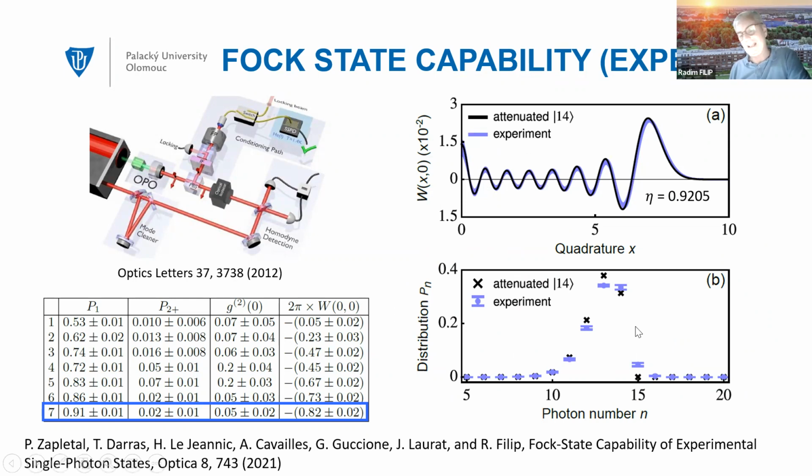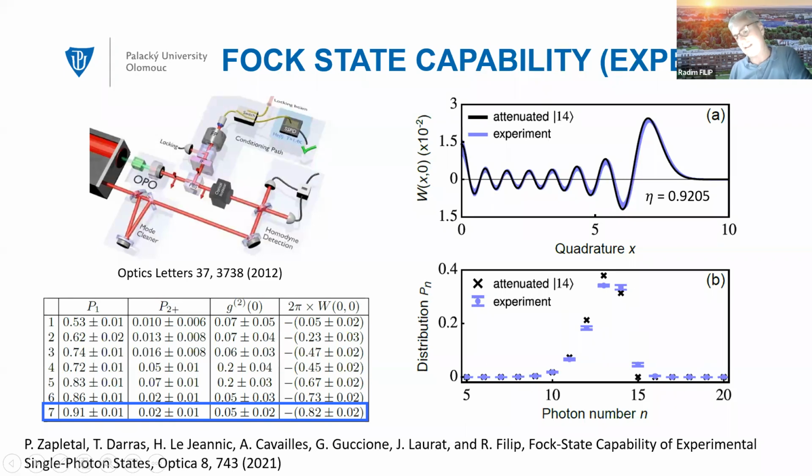What was surprising is that when we then looked at the photon number distribution, it was much more sensitive to the quality of the generated state by data processing than the negativity of the Wigner function. This is the simple take-home message.